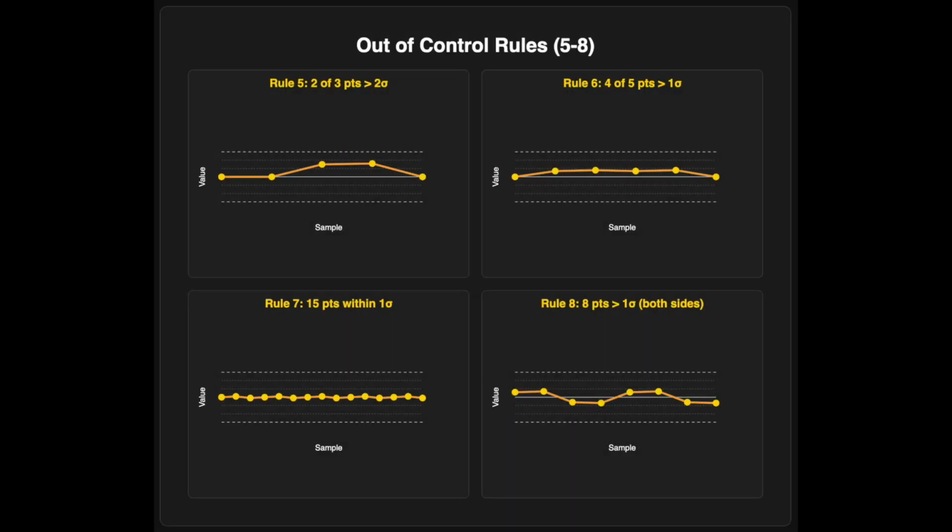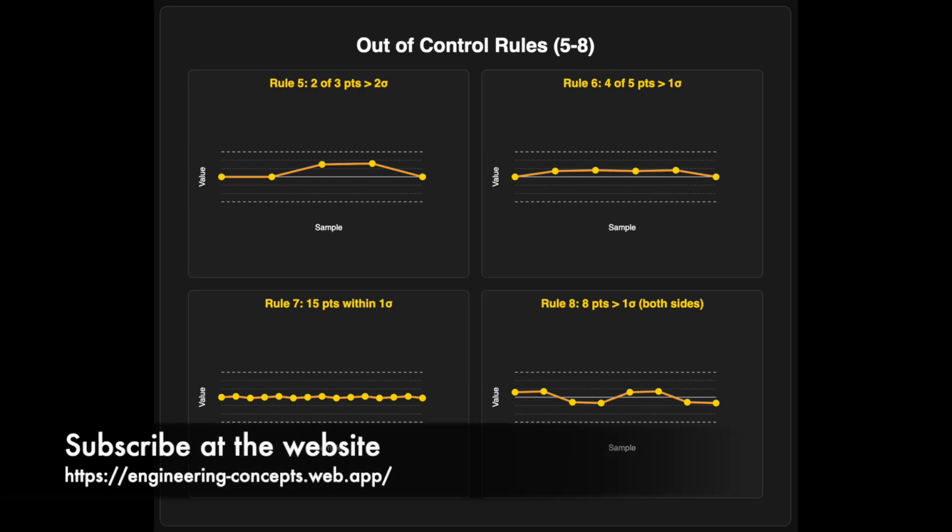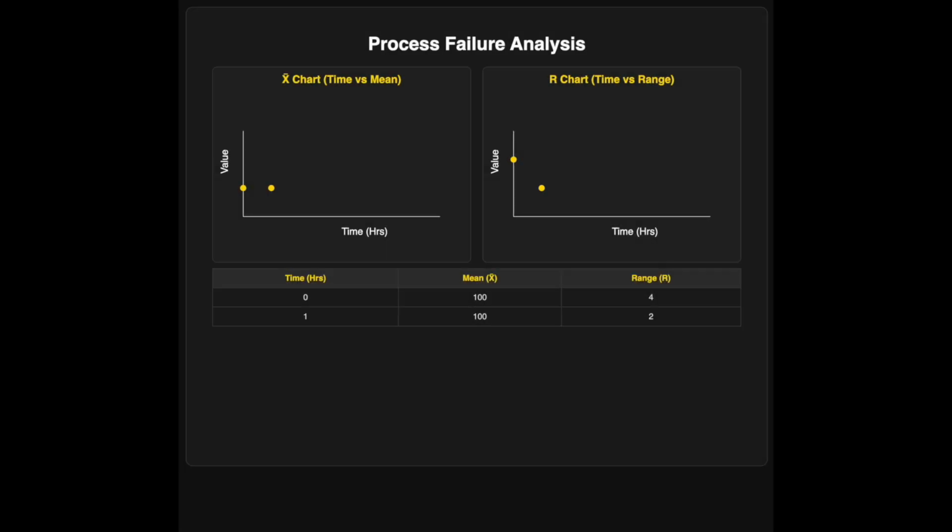Continuing with more subtle tests, Rule 5 flags 2 out of 3 points beyond 2 sigma as an early warning. Rule 6 identifies 4 out of 5 points beyond 1 sigma. Rule 7 shows 15 points in a row within 1 sigma. This is actually suspicious, as it implies a lack of natural variation. Rule 8 highlights 8 consecutive points outside the 1 sigma zone on both sides, suggesting a mixture of 2 different processes. Finally, let's examine a process failure analysis.